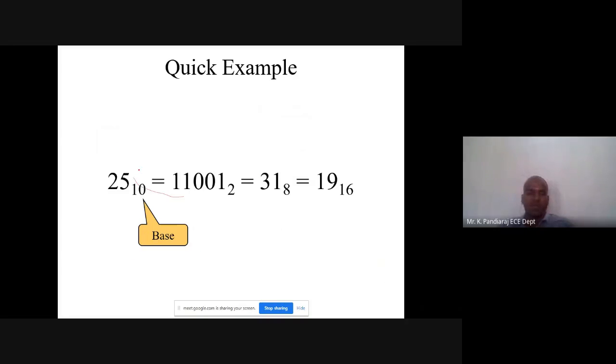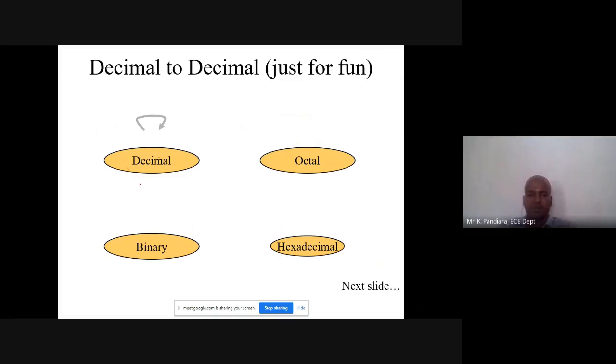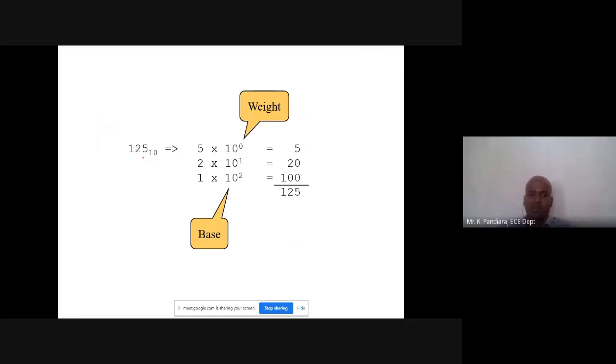The first one is a simple example for representing decimal, binary, octal, hexadecimal. Now we are going to discuss how these numbers are represented with some examples. The first is decimal to decimal conversion. For decimal to decimal conversion, we just multiply each digit by its positional weight. The base is 10, so the 5 position is 10 to the power 0, 2 is 10 to the power 1, and 1 is 10 to the power 2. That is 1's, 10's, 100's.